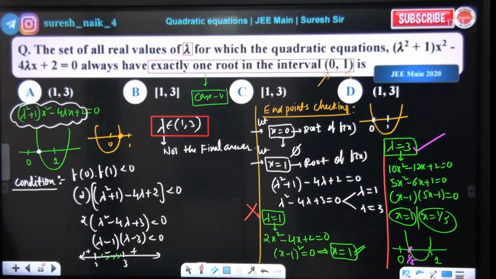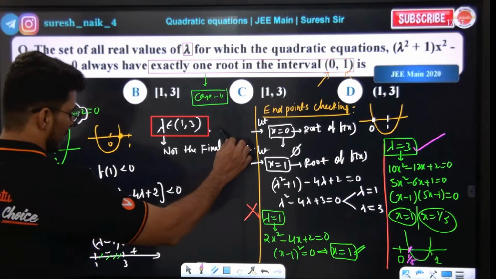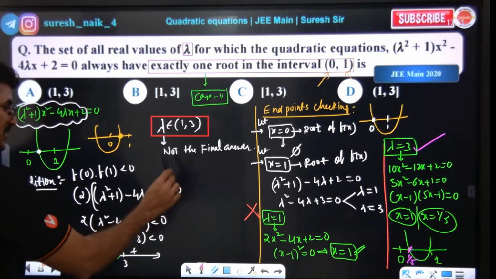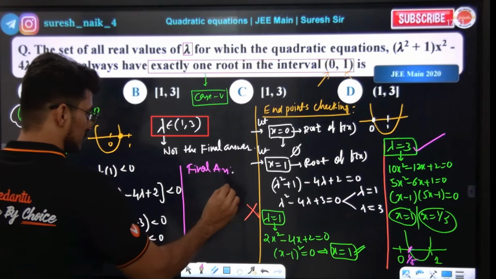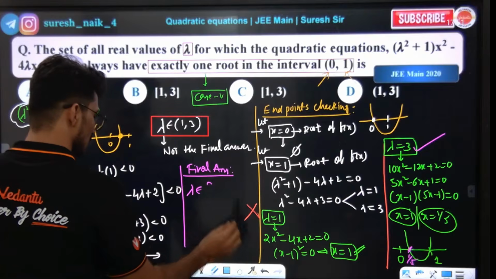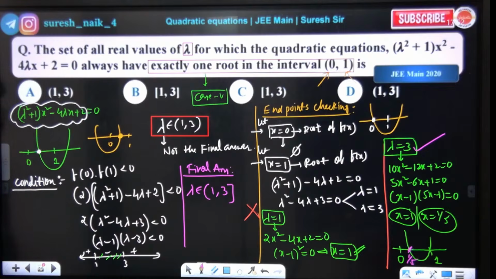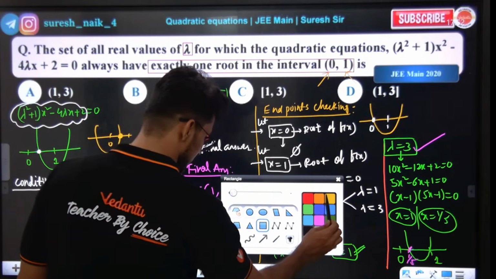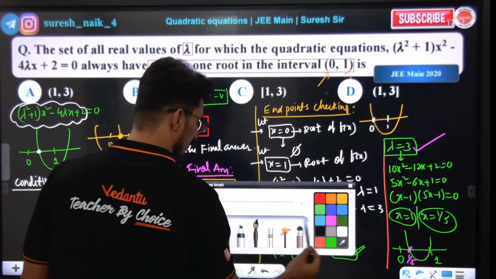Now tell me, how do you decide the answer? See, should we accept 3 or not? Sir, I got the answer like this, fine, but this is not the final answer. So what is the final answer? Lambda belongs to, we should not take 1, so open bracket, we can take 3, so close bracket. We should not take 1, so we consider 3, which means option D for Delhi Baba is the right answer. Check D for Delhi Baba.